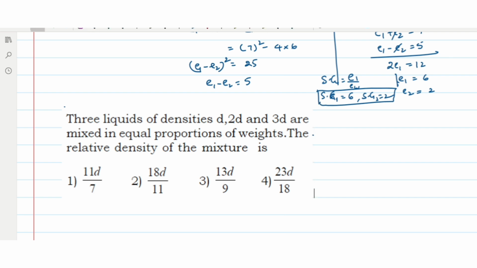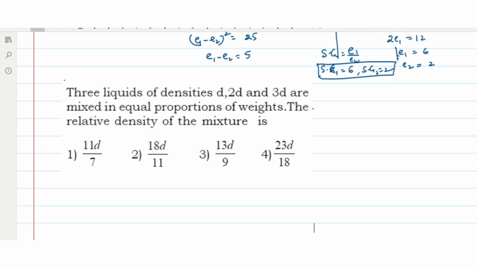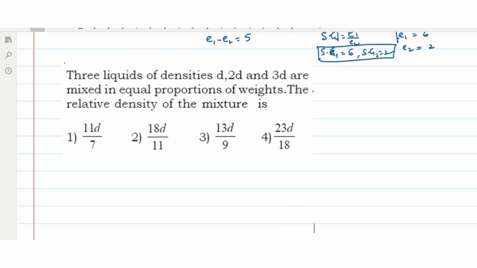Now look at the next question. Here 3 liquids of densities D, 2D, 3D are mixed in equal proportions. Equal proportions here means the masses are equal. When you are mixing equal masses, they are asking for the relative density of the mixture.